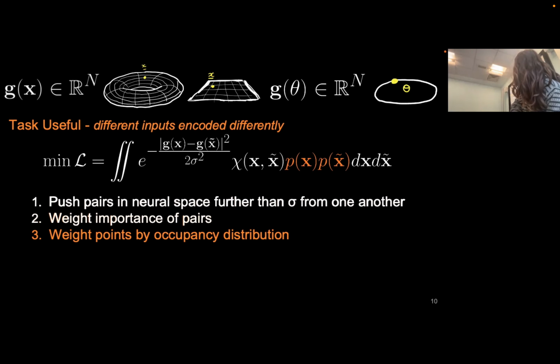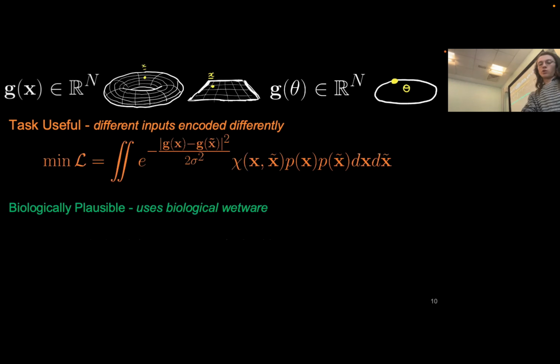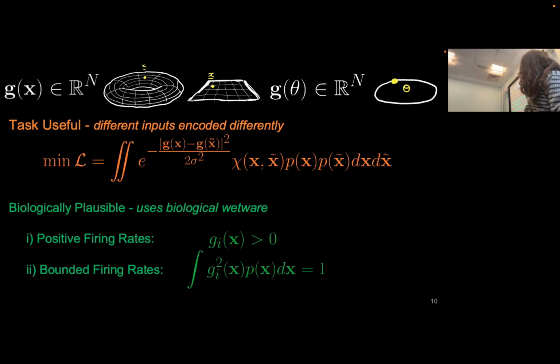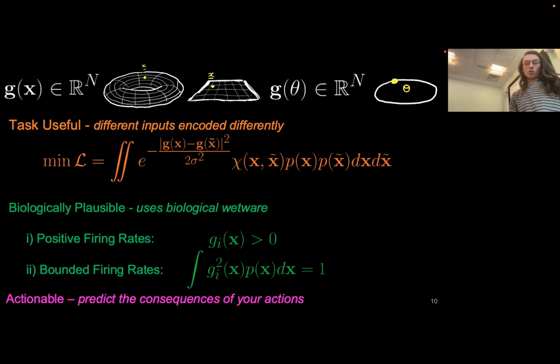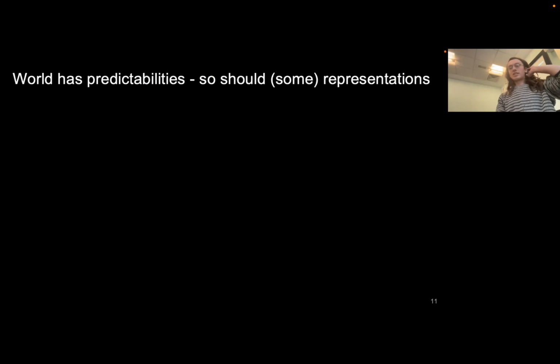Okay, so hopefully you'll agree that's some mathematical codification of the ideas I was talking about before, being fast and useful in this case. We also want to be biologically plausible, so for us that will mean positive firing rates and bounded firing rates. You can separate pairs of points very well by just pushing all the firing rates to infinity. That's not plausible, so we're going to give each neuron a certain amount of firing that it can distribute over the set of visited points how it wants. And then finally, this actionability one. So I'm going to go a bit more into that now.